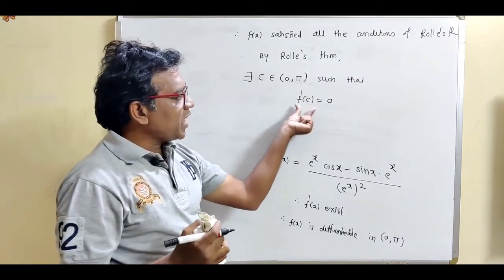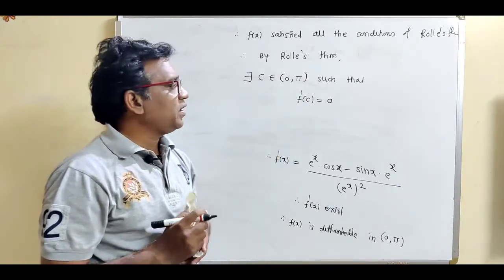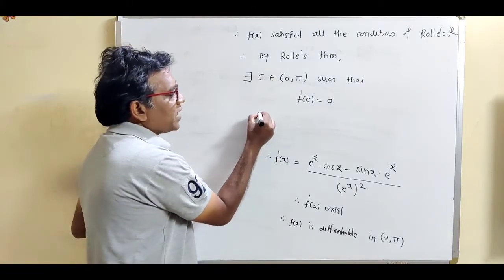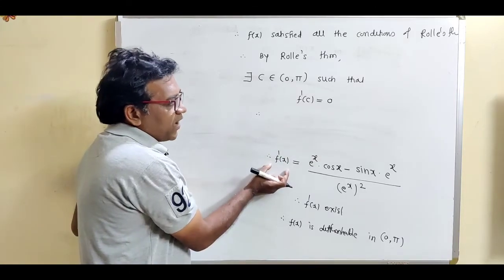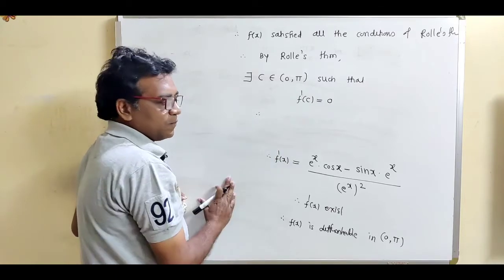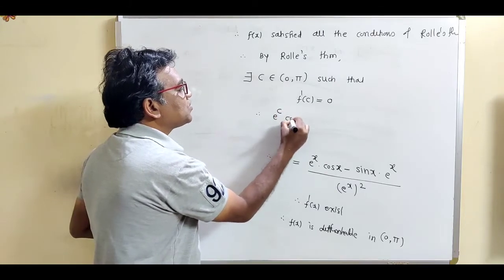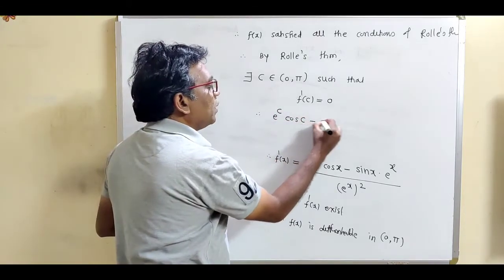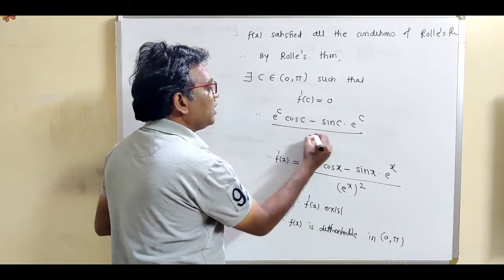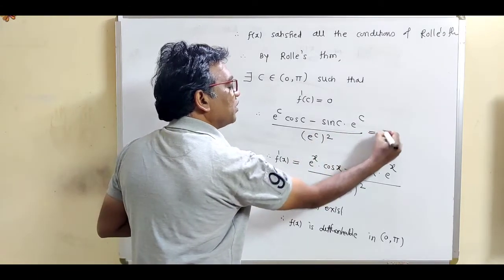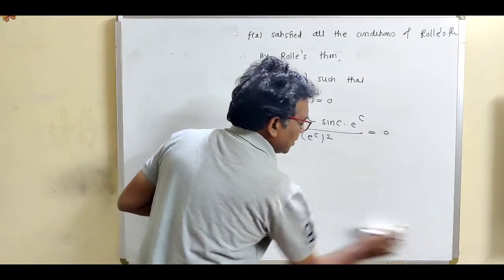So solve this condition f'(c) = 0 and find out the value of c, which is obviously in the open interval (0, pi). Now we already found this f'(x). So from f'(x), write this f'(c). Put x equal to c in this function. So what is this quantity? This is e^c into cos c minus sin c into e^c, divided by (e^c) squared, equal to 0. Just put x equal to c in the given f'(x), so we get f'(c) equal to 0.